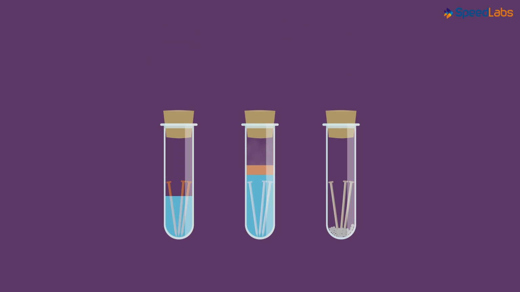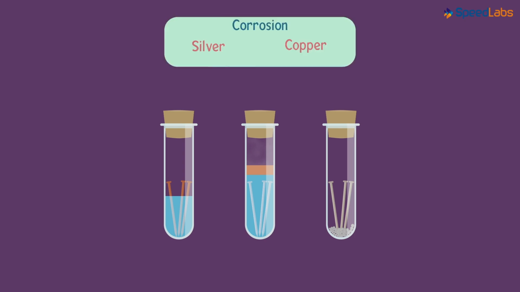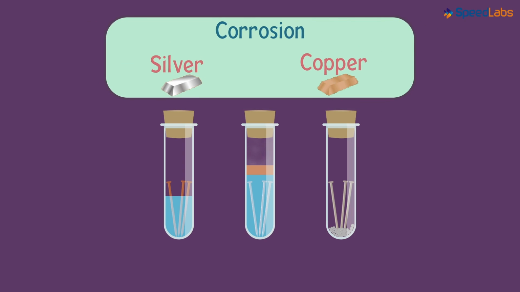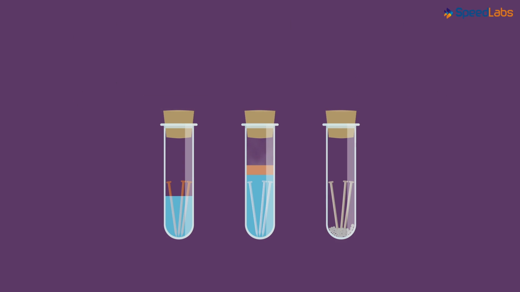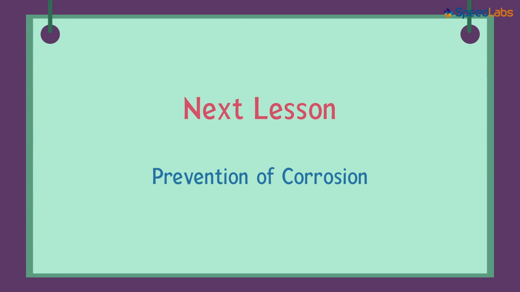And it's not only iron that gets corroded. Even silver and copper can be corroded. And in everyday life, the air will never really be dry. If that's the case, how can we really prevent corrosion? Watch the next video to know the answer.